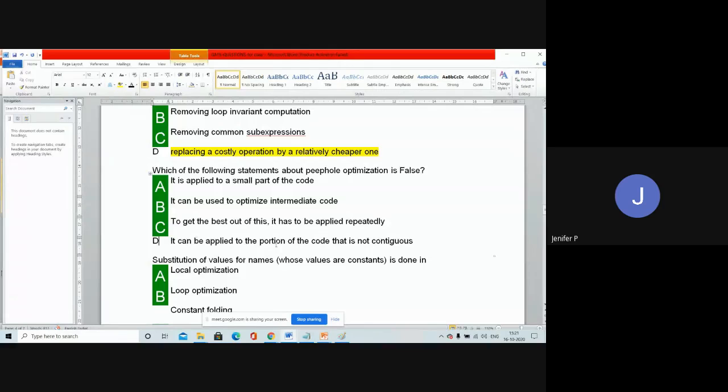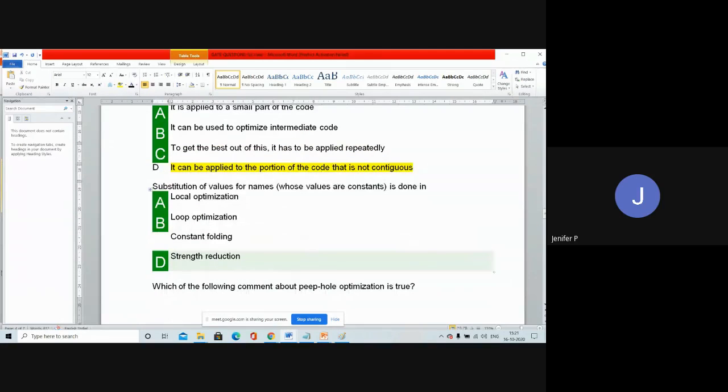And the next one, it can be applied to the portion of the code and that is not continuous. Continuous உள்ள ஸ்டேட்மெண்ட்ஸ்ல இல்லாத ஸ்டேட்மெண்ட்ல தான் அப்ளை பண்ண முடியுமா? No. Okay, so this is your false statement, right? So it can be applied to any statements. Okay, so non-continuous statements la mattum dhaan apply panna mudiyum அப்படிங்கிறதெல்லாம் கிடையாது. It is a false. So this is your answer.